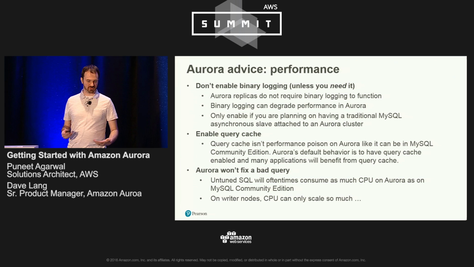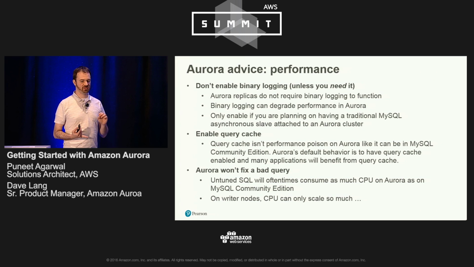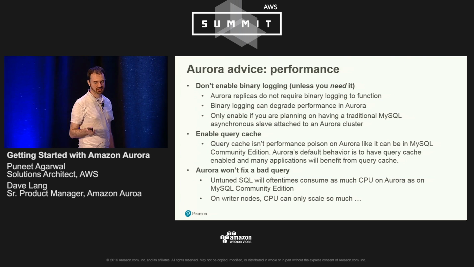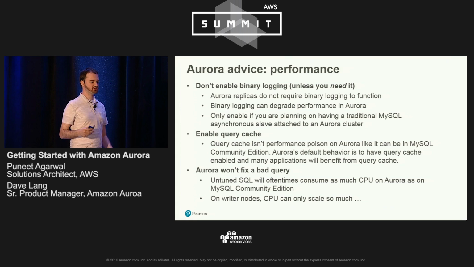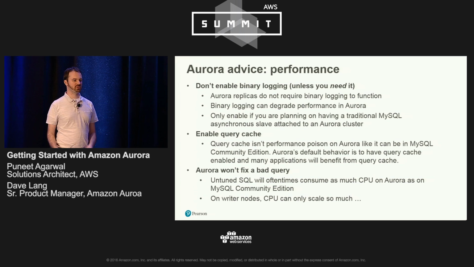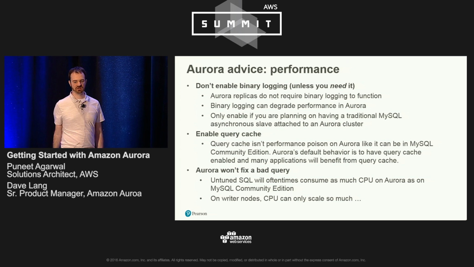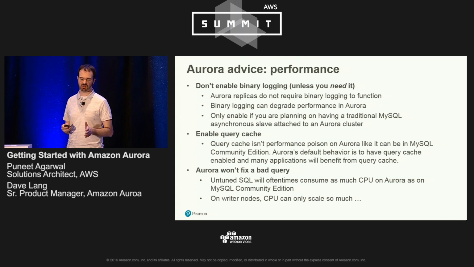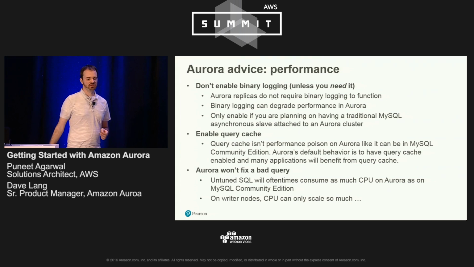Other advice that we have on the performance front: if you can get away with not having binary logging turned on, don't turn it on. Aurora read replicas don't need it to work. The only reason you want binary logging turned on is if you're doing asynchronous replication to a MySQL server that is not an Aurora server. So if you want to replicate to an EC2 instance, or you want to replicate to a data center or something, turn binary logging on for that, and potentially replicate from Aurora into your data center infrastructure or whatever for data backup. But don't turn it on if you don't need it, because it will hurt performance.